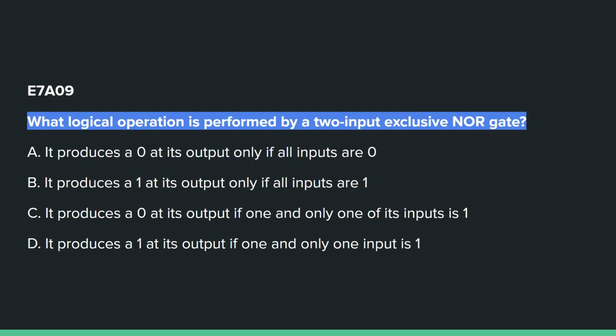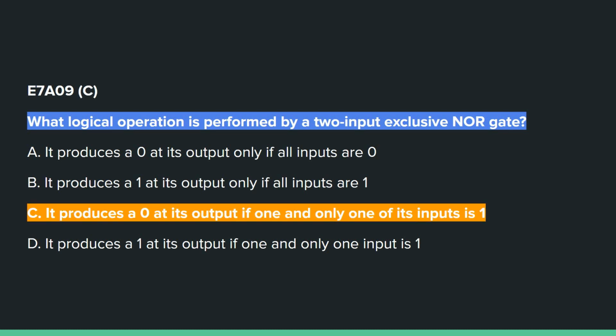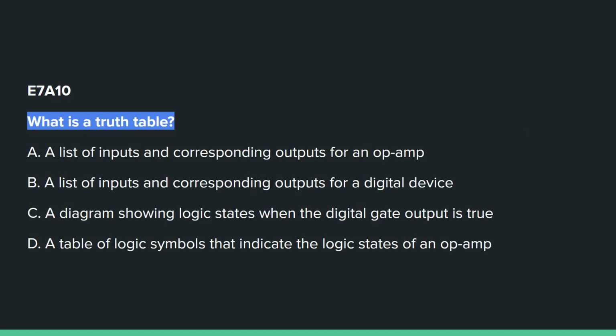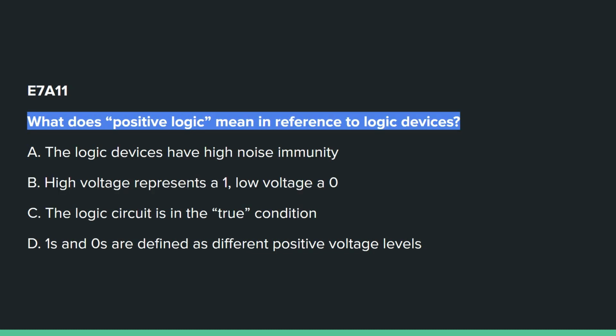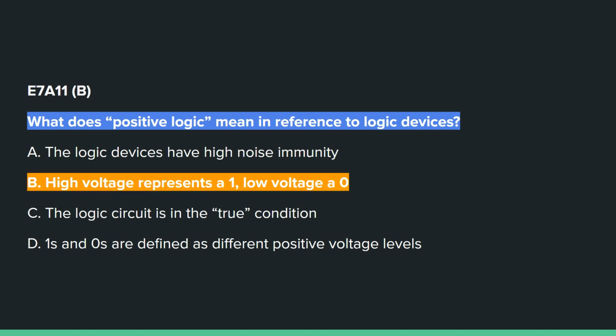E7A09, what logical operation is performed by a 2-input exclusive NOR gate? C, it produces a 0 at its output if one and only one of its inputs is 1. E7A10, what is a truth table? B, a list of inputs and corresponding outputs for a digital device. E7A11, what does positive logic mean in reference to logic devices? B, high voltage represents a 1, low voltage represents a 0.